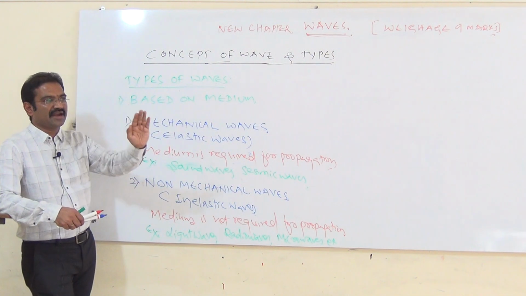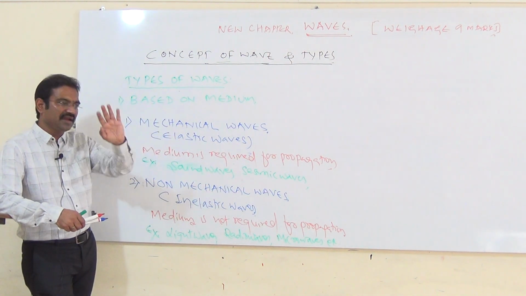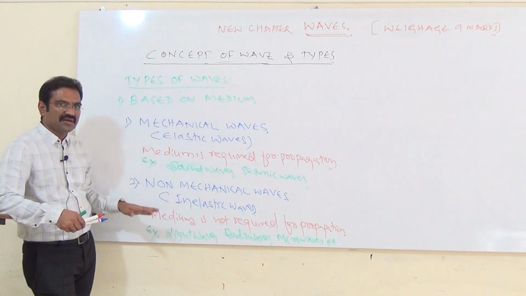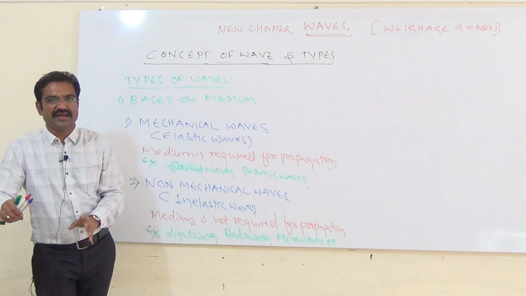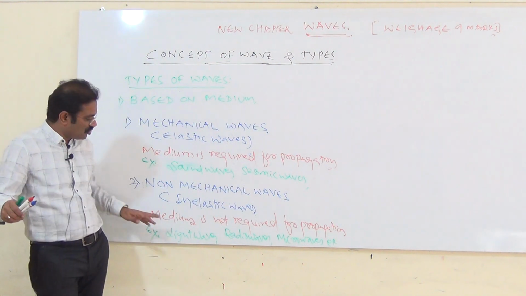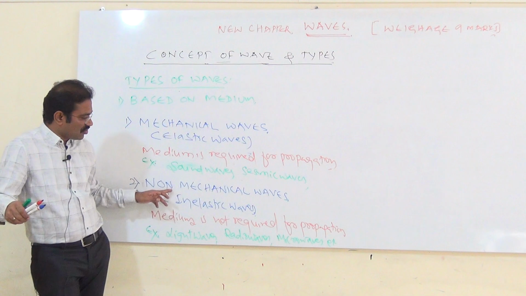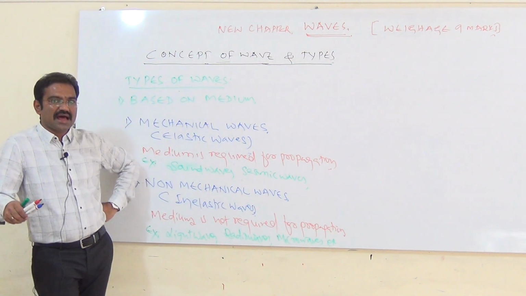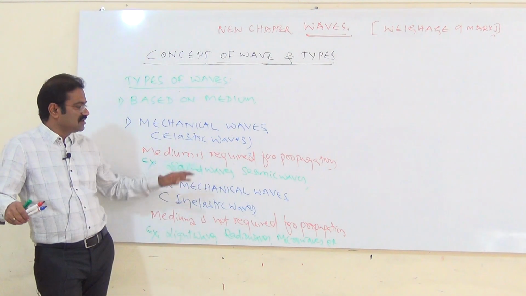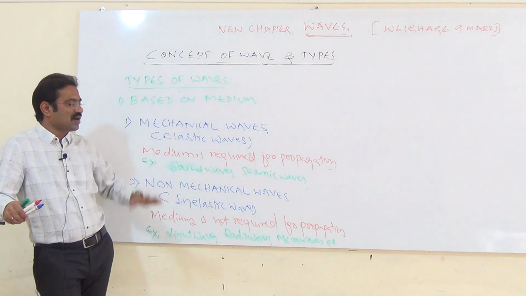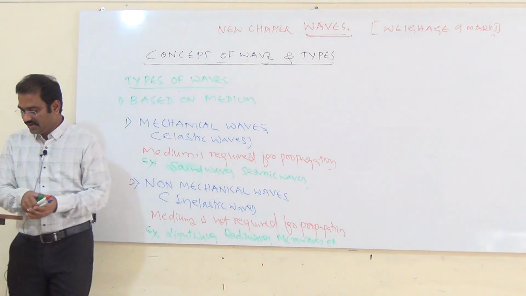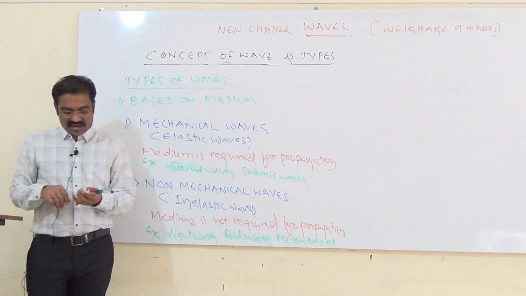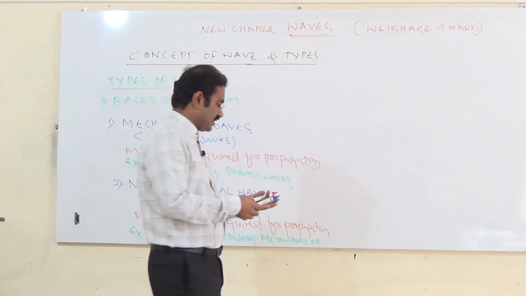They propagate in air, water. Example: sound waves and seismic waves. They are the best examples because they require the medium. Here they do not require the medium. Right. Now I can give you the differences between them.